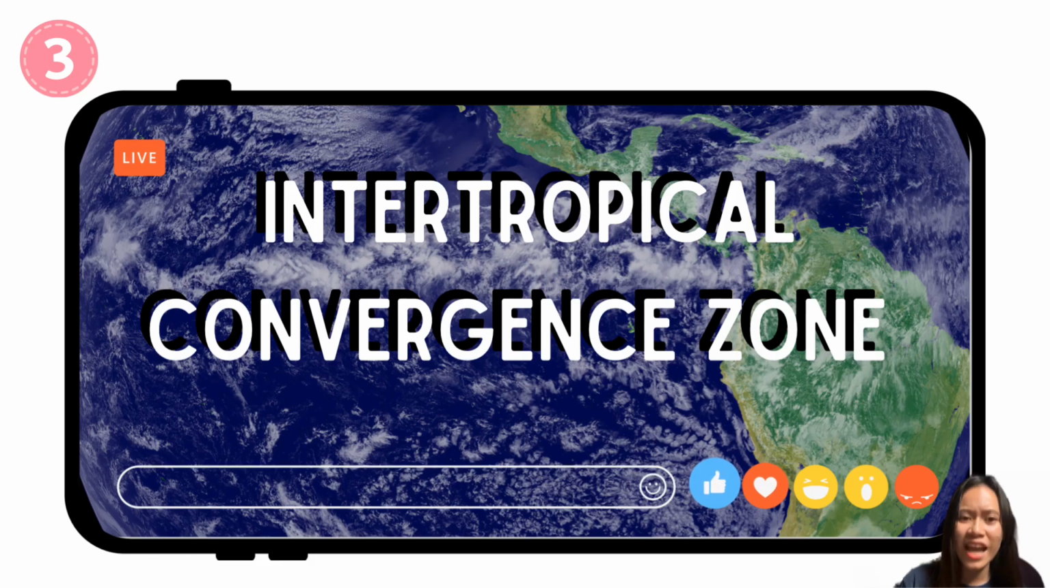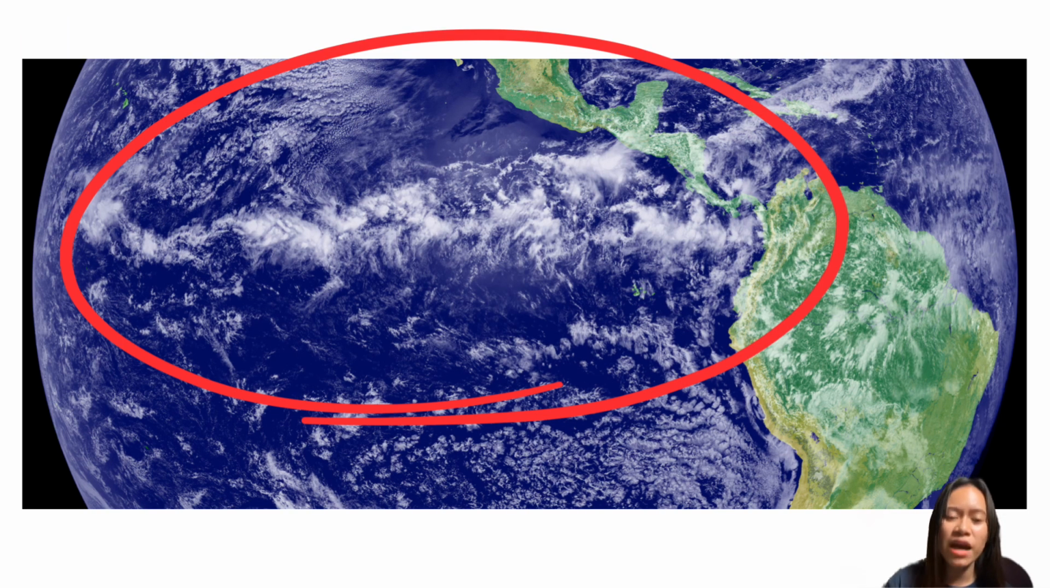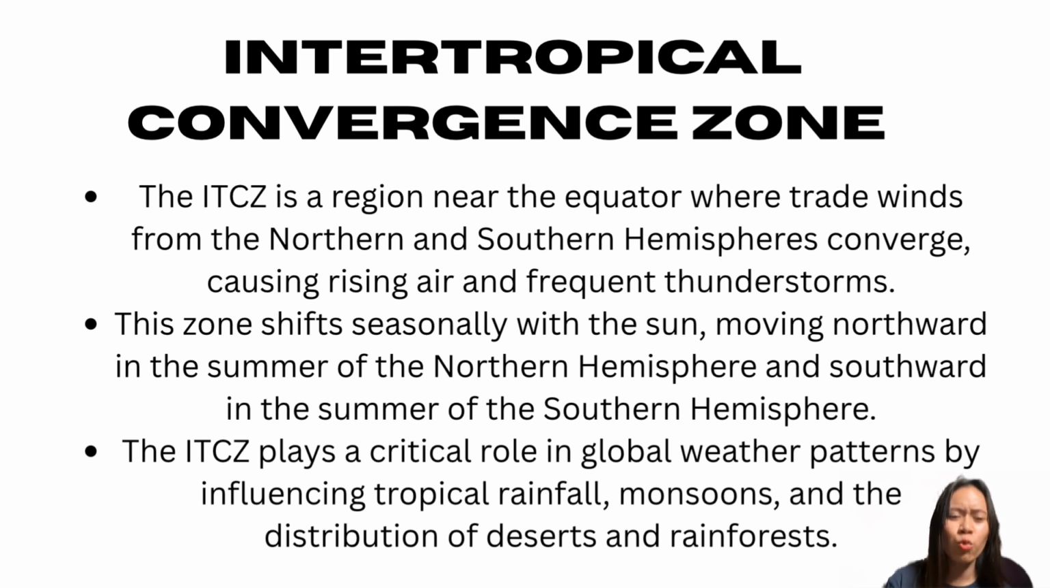Now let's talk about the ITCZ, or the intertropical convergence zone. The ITCZ is a band of clouds near the equator where the trade winds from the northern and southern hemispheres meet. When these winds converge, warm air is forced to rise. Rising air cools and forms clouds, leading to frequent rain and thunderstorms. The ITCZ moves north and south depending on the position of the sun. When it shifts northward, it can bring heavy rainfall to the Philippines, and when it moves away, conditions become drier.